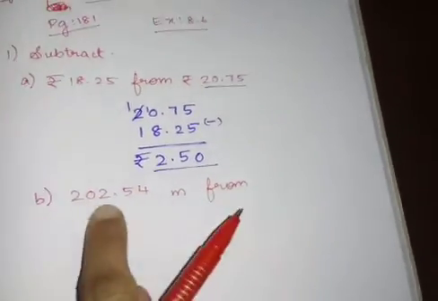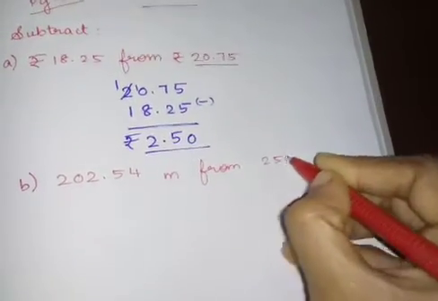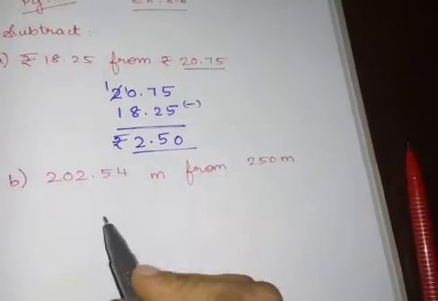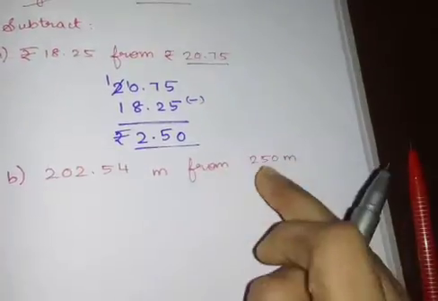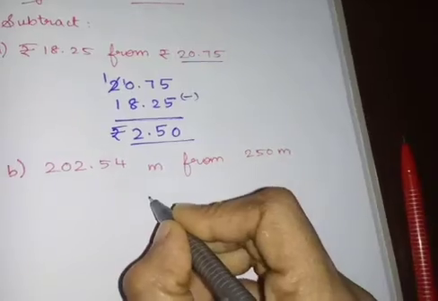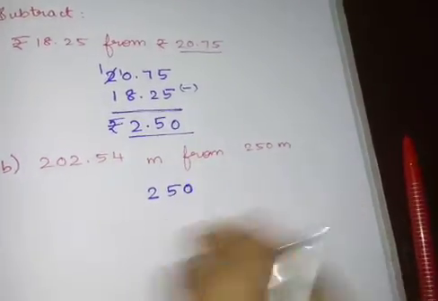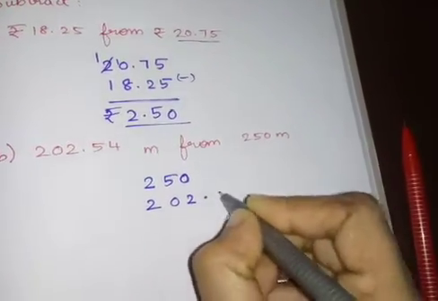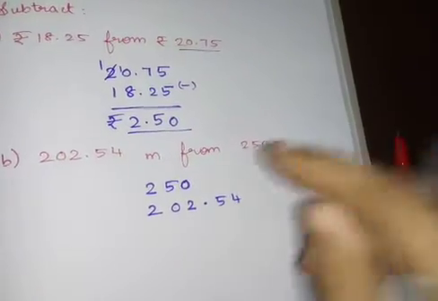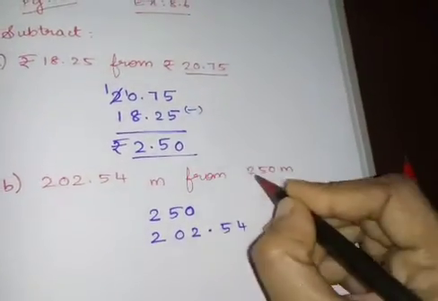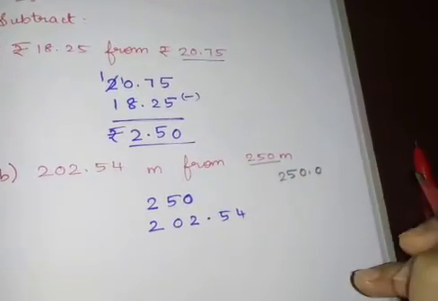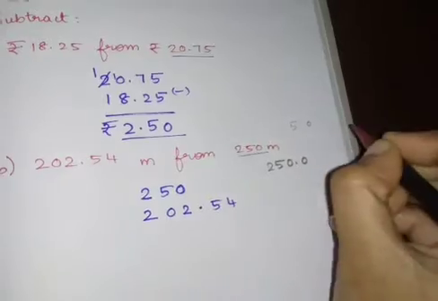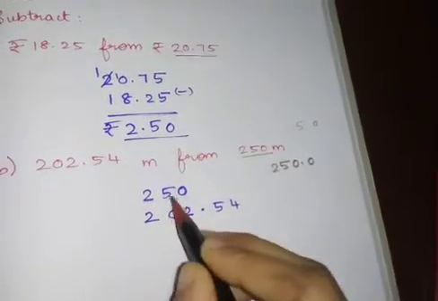Next problem, 202.54 meter from 250 meter. How will you write it, children? We have to subtract this from 250 meter, correct? So 250 meter I wrote. Next, 202.54, where will you write it? Here. Listen, in 250 there is no decimal part. If there is no decimal part, how will you write it? 250.0. Correct? Like if it is 5, you will write 5.0. Likewise 250 I wrote in the whole part.